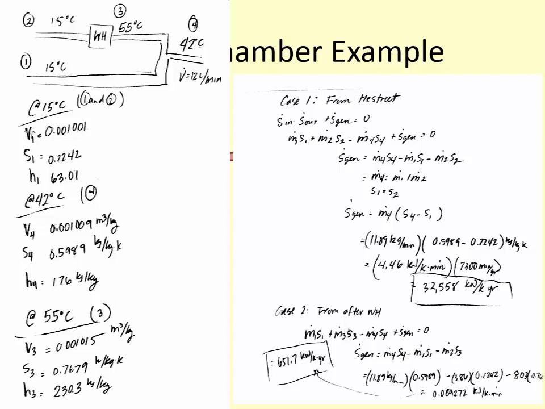So we can solve for S gen, which is equal to m dot 4 S4 minus m dot 1 S1 plus m dot 2 S2. We have all the values for those, m dot 4, m dot 1, and m dot 2, and we looked up all of our entropy values. So if we put all those numbers in, we find that it's 4.46 kilojoules per Kelvin per minute.